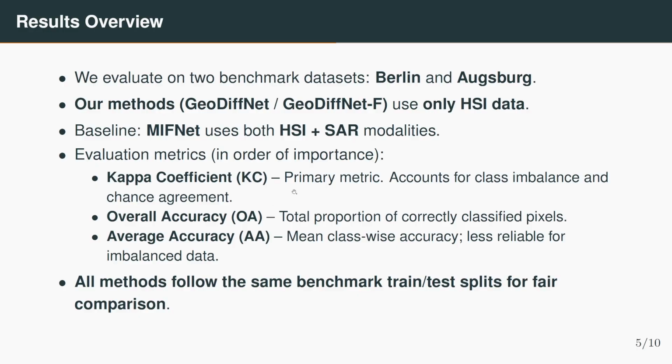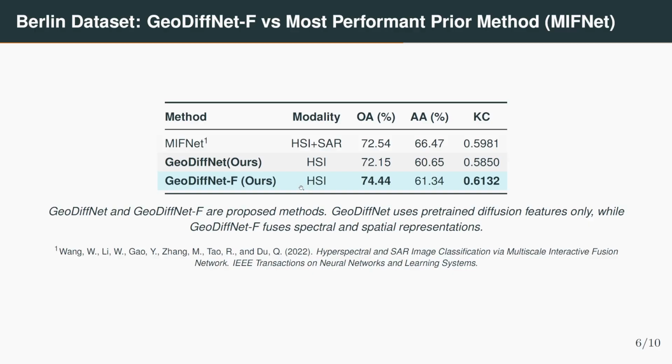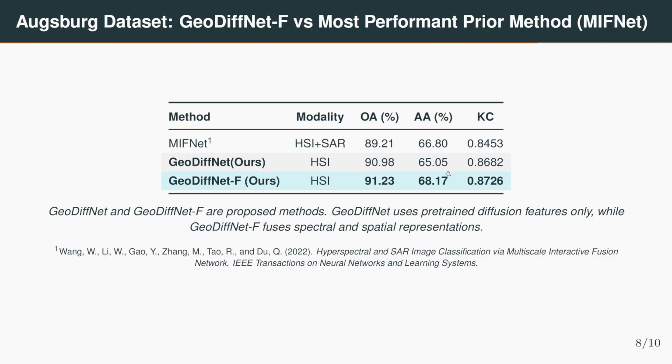GeoDiffNet, which uses only spatial features extracted by diffusion, already outperforms prior methods on the Augsburg dataset, despite relying on low-level features and facing domain discrepancies. So this highlights the strength of diffusion-based spatial representation learning. When we add spectral fusion in GeoDiffNet-F, performance improves even more, outperforming all prior methods on both datasets.